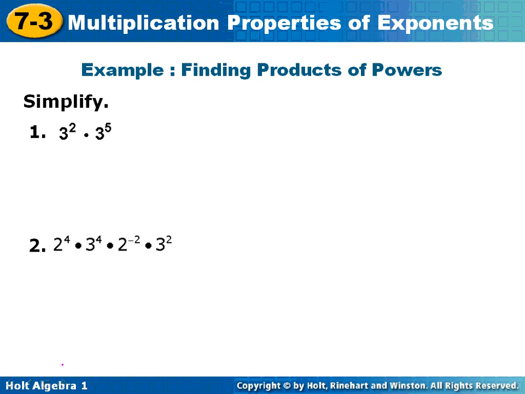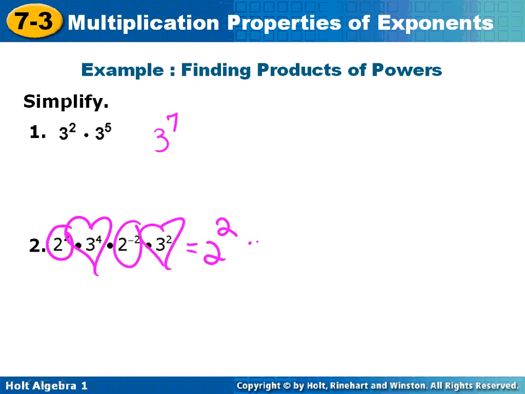Write down number 1. We just did this one. 3 to the 2nd and 3 to the 5th equals 3 to the 7th. You don't have to simplify that any further. All right, now we're on the second one. We're going to have to look at the 2's. You have a 2 to the 4th and a 2 to the 2nd. You add the exponents, so that equals 2 to the 6th, and that's all you can do to that problem.